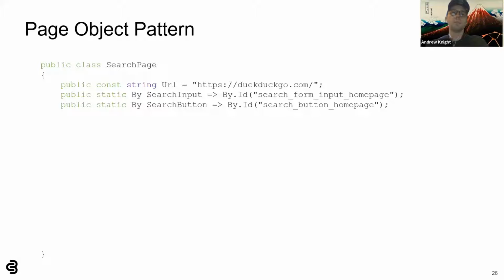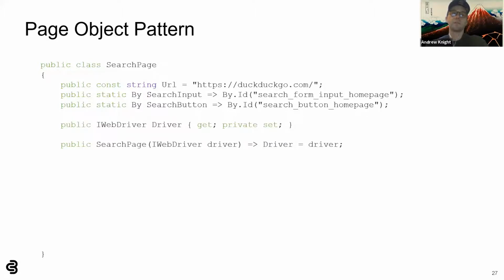At the top, there could be a constant for the page URL and variables for the search input and search button locators. Notice how each has an intuitive name: URL, search input, search button. Next, there could be a variable to hold the WebDriver reference. This reference would come via dependency injection through the constructor.